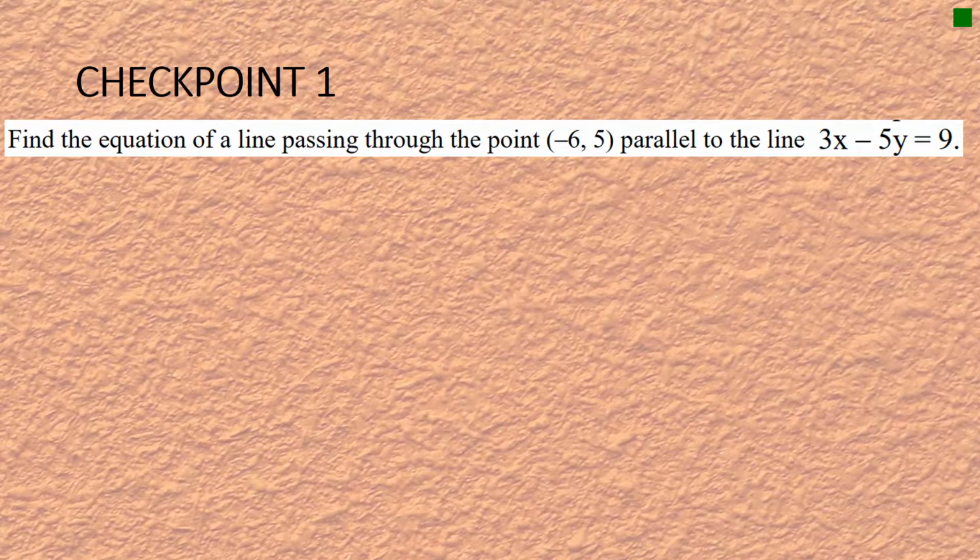All right, we reached checkpoint 1. Go ahead and pause the video and solve this problem, and we will discuss this in class. You're going to find the equation of a line passing through the point that's parallel to this line. So remember, we can't just grab the 3 right now. We have to solve for y to find out what the slope is.